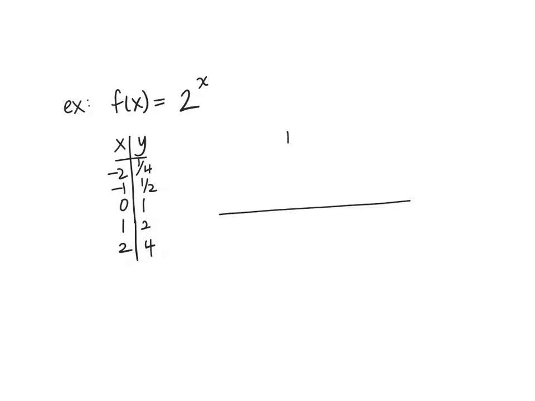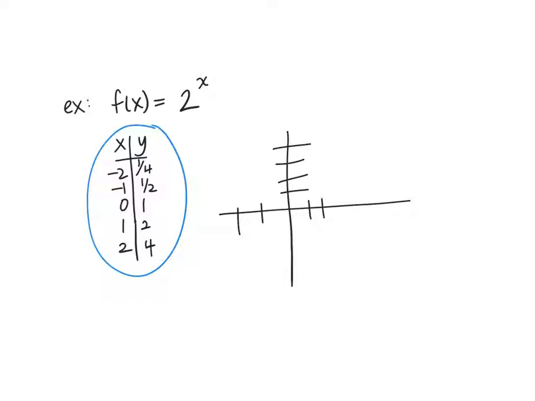So let's go ahead and graph that. If we graph this exponential function, we have -2 comma 1/4, -1 comma 1/2, 0 comma 1, 1 comma 2, 2 comma 4. We are going to have an exponential growth function that looks something like this. And remember, our horizontal asymptote is here. What if I were to ask you to find f inverse of x?